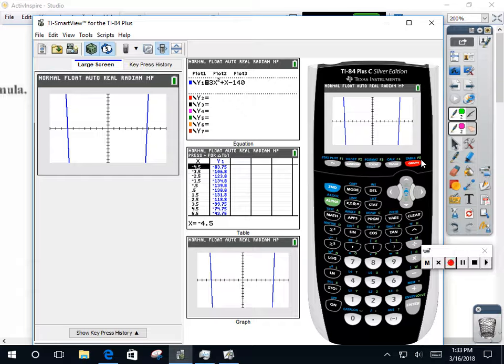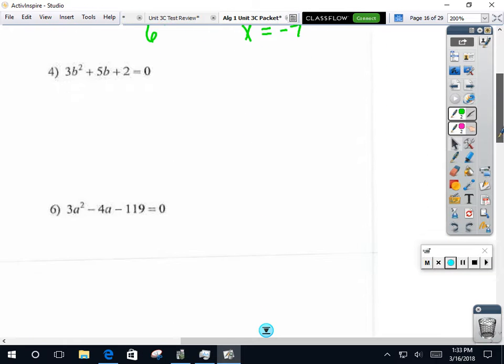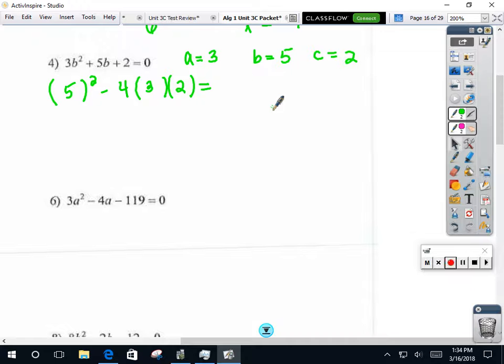Okay, number 4. This one could be completed by the A times C method, but since we're working on quadratic formula, we'll just do it. What's the A? What's the B? And what's the C? Okay, so now we do the discriminant. B squared minus 4 times A times C. The B place we put 5. The A place we put 3. The C place we put 2. Calculate that for me.